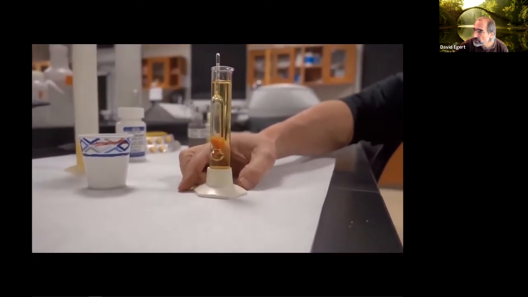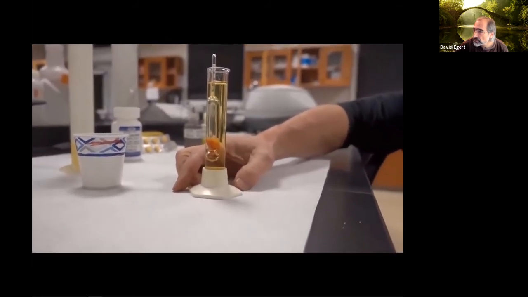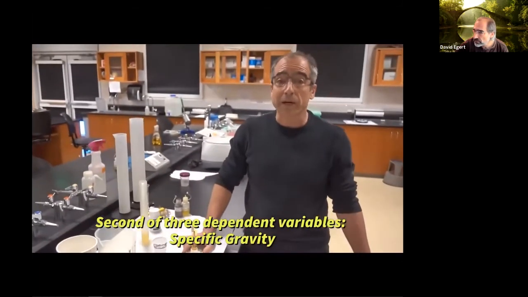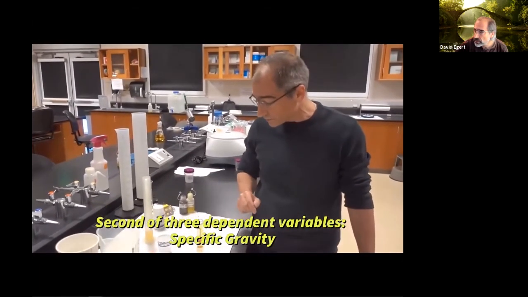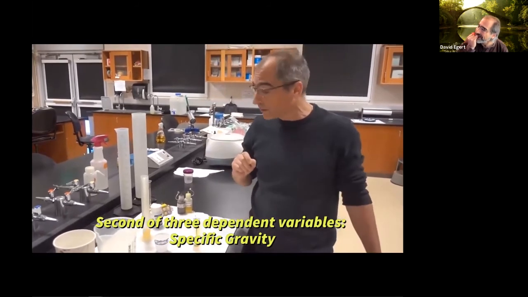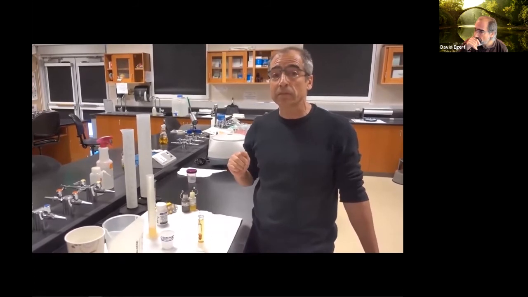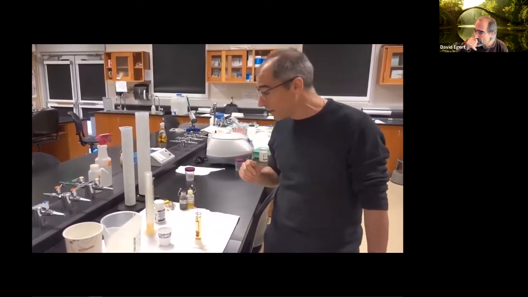So about 1.028 is my specific gravity for this. I'm gonna mark that down. Then the last part of this is I'm gonna get the sodium chloride content of my urine.